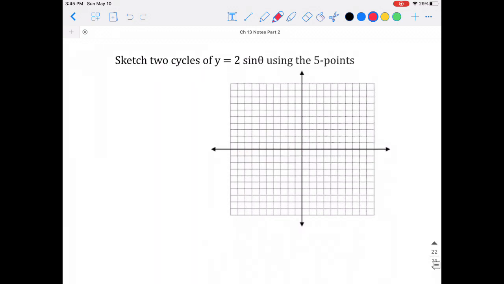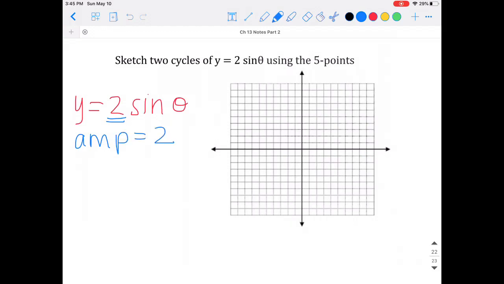Another example, sketch 2 cycles of y equals 2 sine of theta using the 5 points. So now we have our equation, y equals 2 sine of theta. Right from the start, looking at this equation, we can determine that our amplitude is going to be 2. And our amplitude is going to help us figure out our maximum and our minimum values on the graph. So the maximum y value on this graph is going to be at positive 2, and the minimum y value on this graph is going to be at negative 2 based off the amplitude. And I'm going to label my y-axis.